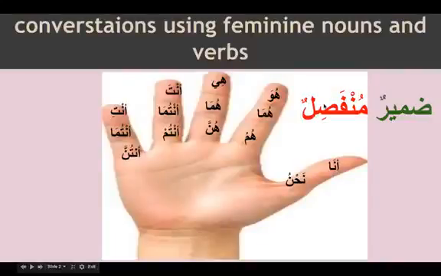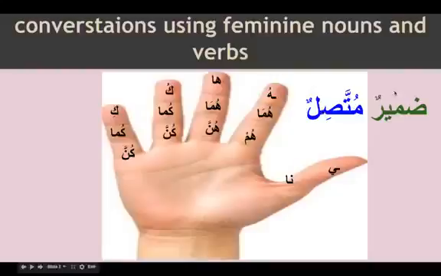We know these are marfu forms of pronoun, so they come as mubtada most of the time in jumlatul ismiya. So what are these? Huwa, huma, hum, hiya, huma, hunna, anta, antuma, antum, anti, antuma, antunna, ana, nahnu.